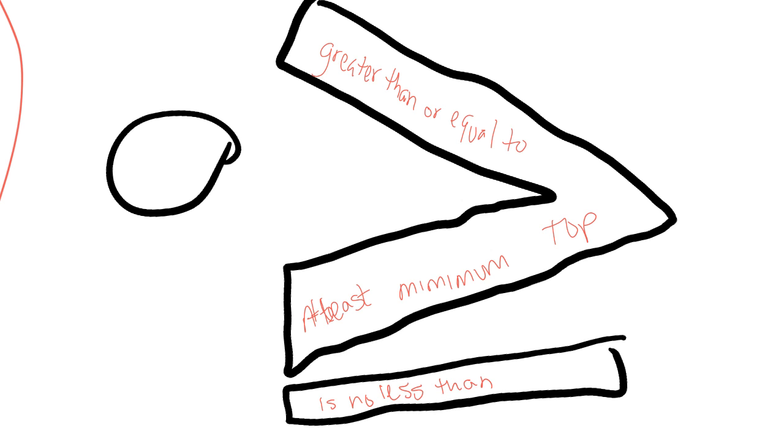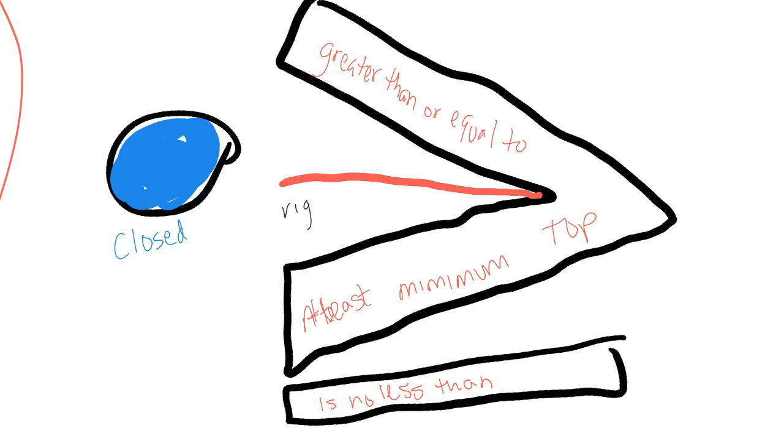I think you could guess, because this is also equal to, that we're going to have a closed circle. Okay, so this is a closed circle. And because it's a greater than, my arrow is going to the right. So it's a right arrow. All of this will make a little bit more sense when we're looking at the next part.